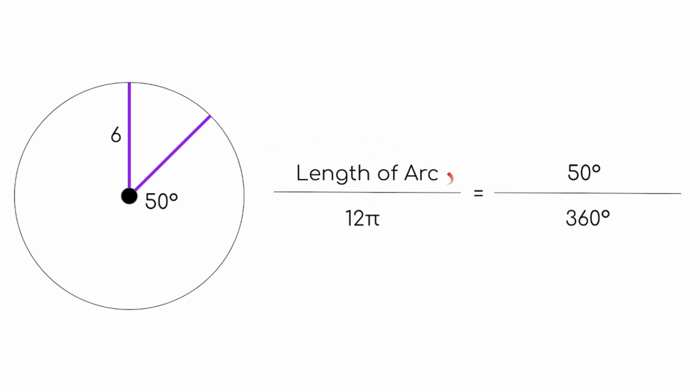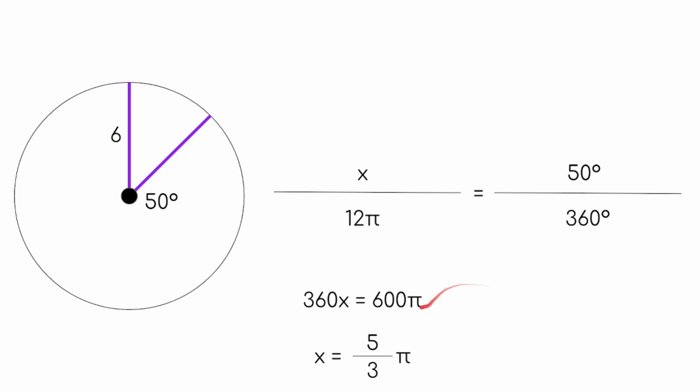Now instead of just keeping it as this whole chunk of text, let's make the length of arc x. And now we can cross multiply. So 360 times x and 50 times 12 pi, is equal to 360x equals 600 pi. And then we get x by itself by dividing by 360 on both sides. And we get that the length of this arc is going to be 5 over 3 pi.